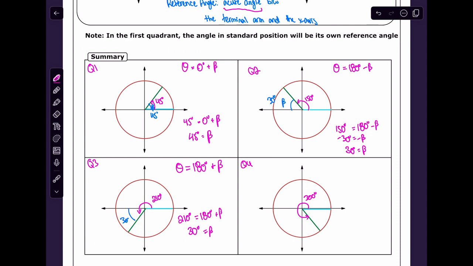And so recall, this whole circle is 360 degrees. So that means our reference angle, the acute angle between the terminal arm and the x-axis, is just taking a chunk out of that 360 degrees. So we can write this as theta is equal to 360 degrees minus our beta. So here we have 300 degrees as our angle in standard position. That's going to be equal to 360 degrees minus beta. So this will be minus 60 degrees equal to negative beta, which means our reference angle is 60 degrees.